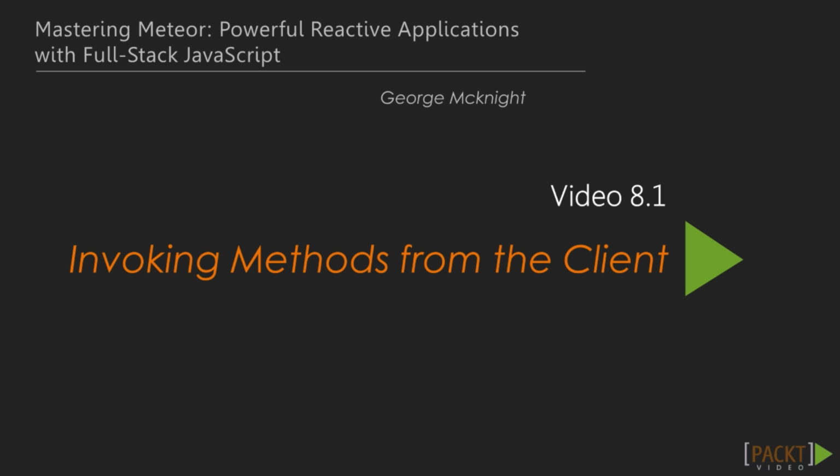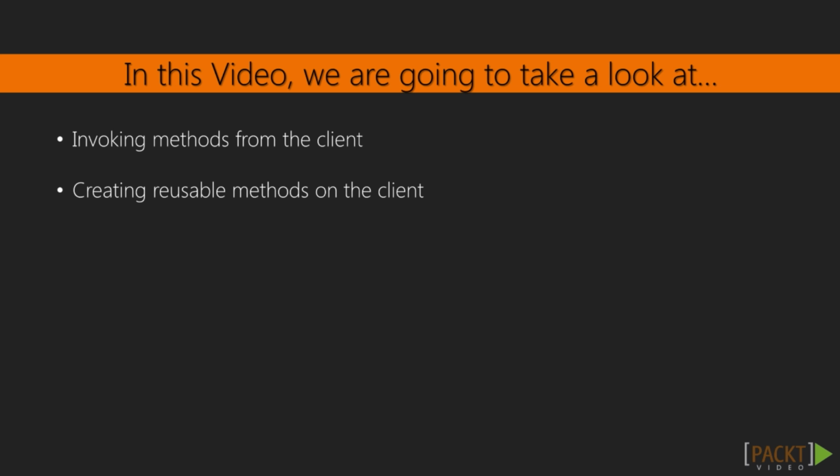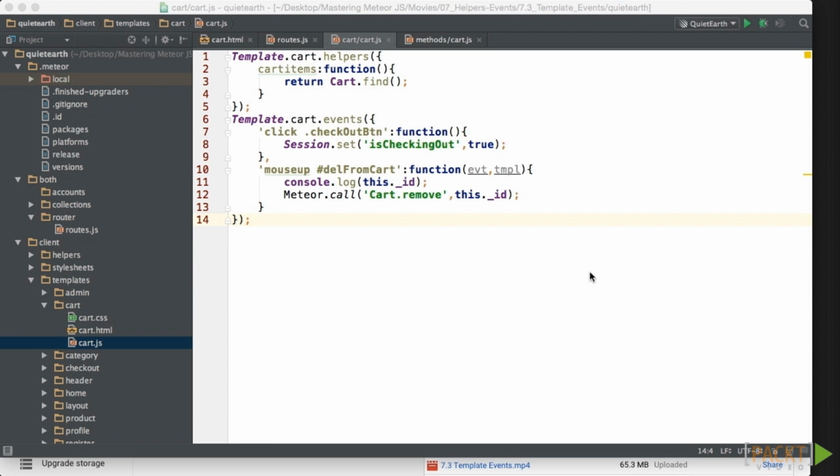In this video, we'll take a look at invoking methods from the client, as well as creating a reusable method that you can call from multiple places within your template. We've done this already a few times throughout the application, where we use a Meteor call and pass in a function name like cart.remove.